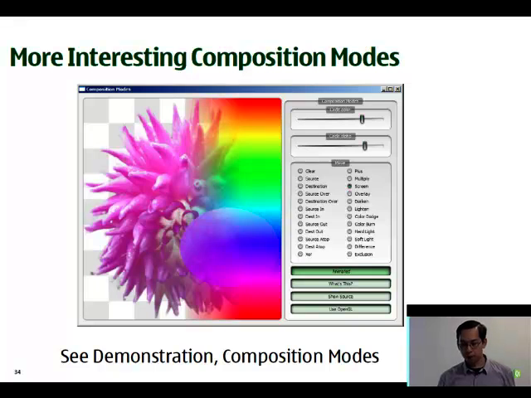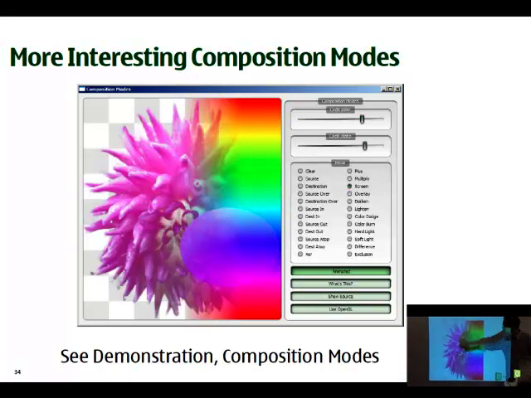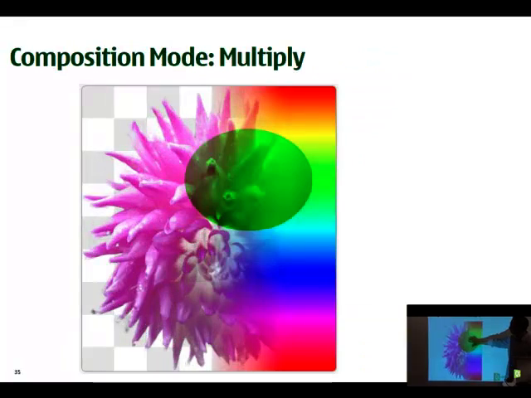I will briefly describe the three interesting composition modes here. First, multiply. So the big image is my destination. The small circle here is my source. If you multiply the green source here with that background, this is the result. As you can see, this part of the image becomes a little bit greenish.